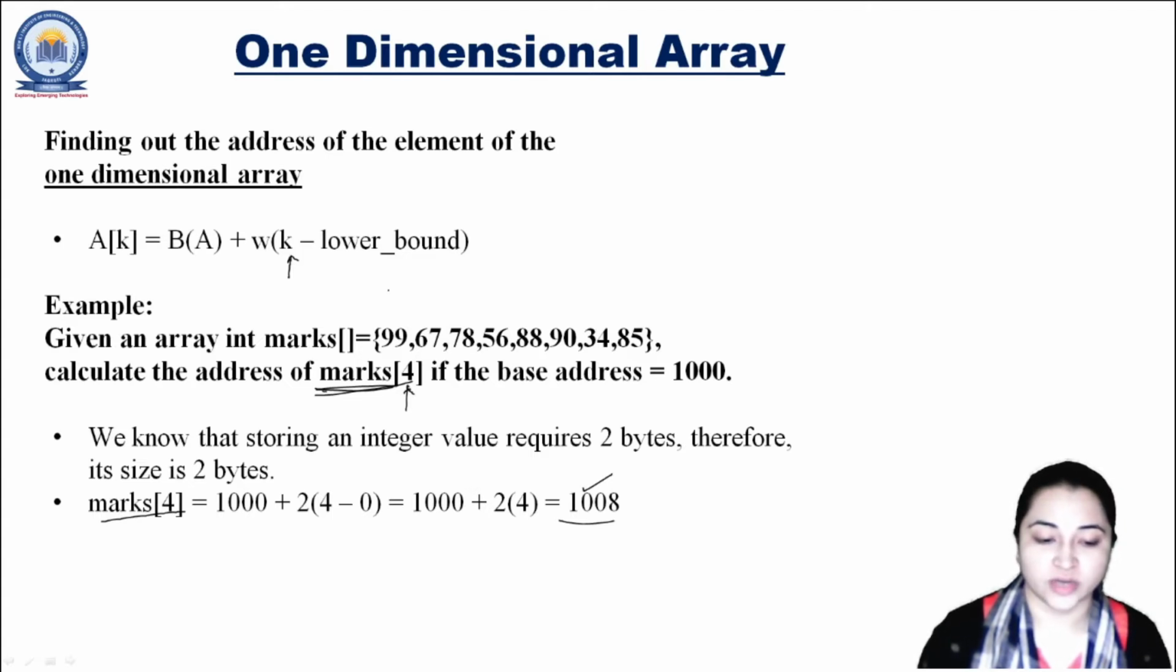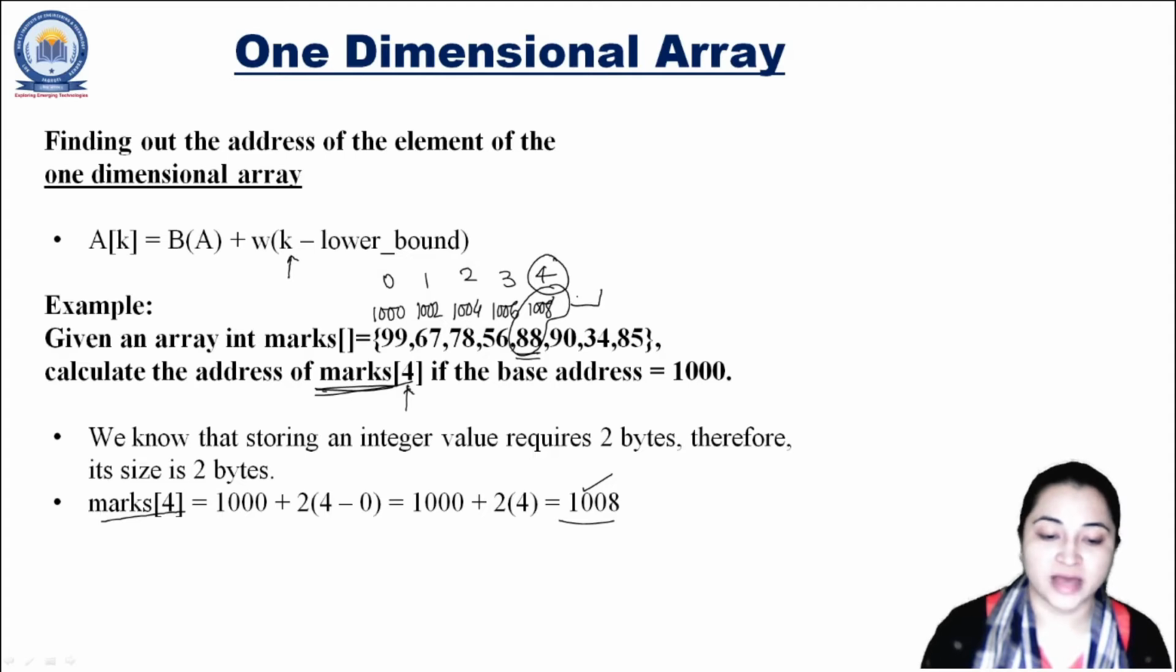1008 address. So if we calculate this manually, and if this is our base address 1000, and if each element is of 2 bytes, then this will be stored at 1002, this will be stored at 1004, this will be stored at 1006 and this will be stored at 1008. So this is the element which is present at index 0, 1, 2, 3 and 4. So the element which is present at index 4 will be having address 1008. So the answer is 1008.